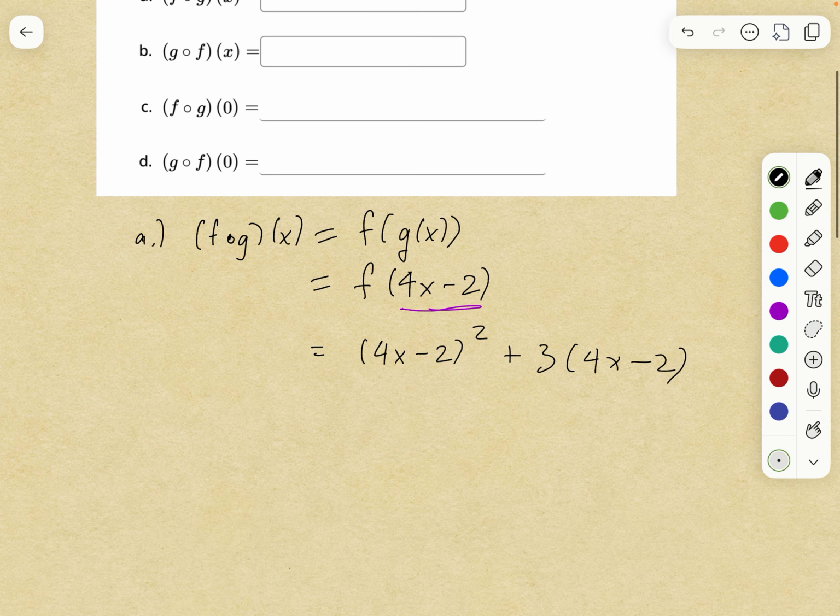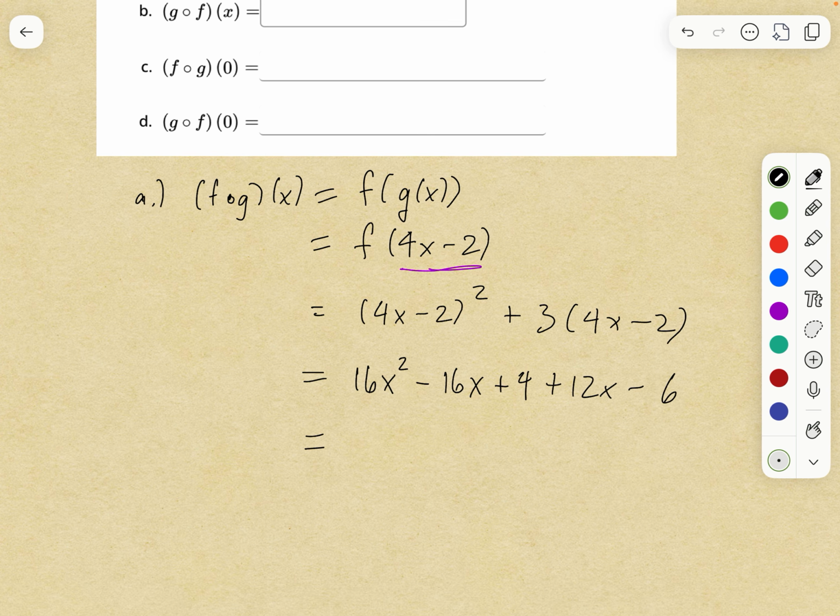So now I have to simplify this, so 4x minus 2 in parentheses squared. That gives me 16x squared, and then you have minus 4x times 2 times 2. That's going to be minus 16x, and then plus 4, and then I distribute the 3, so I get 12x minus 6. Now I can combine like terms, so I have this negative 16x and the 12x, those combine, so I get 16x squared minus 4x, and then I have a 4 minus 6, so that gives me negative 2. So f of g of x is 16x squared minus 4x minus 2.